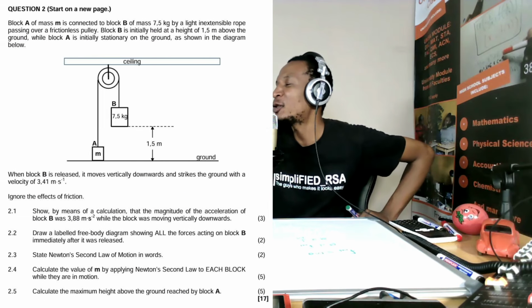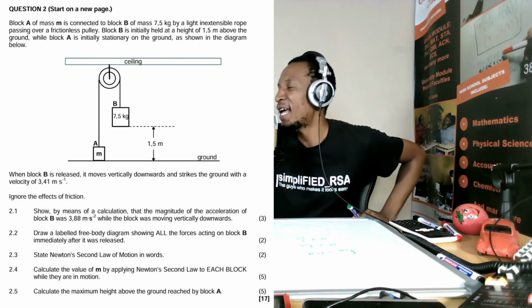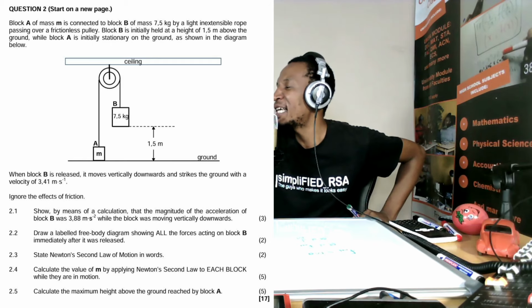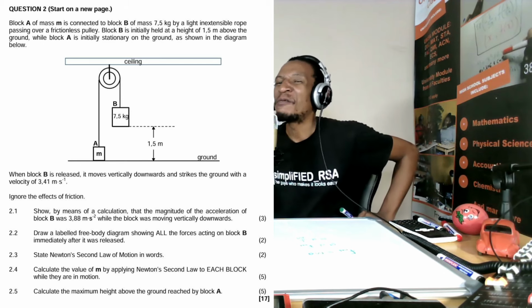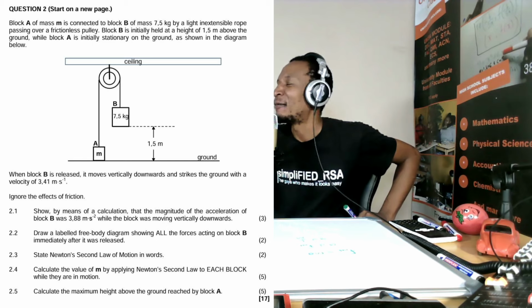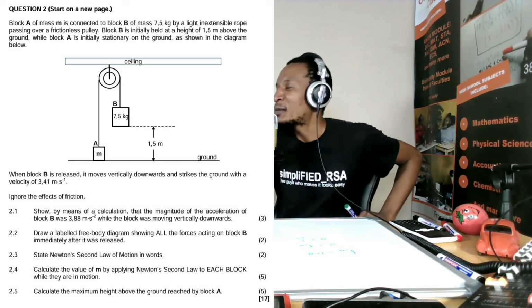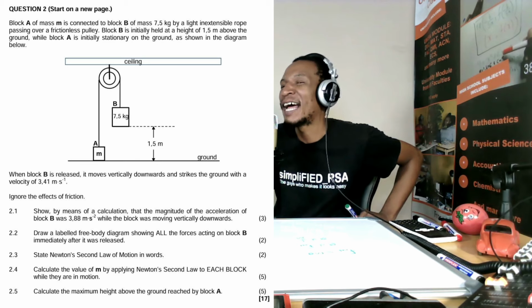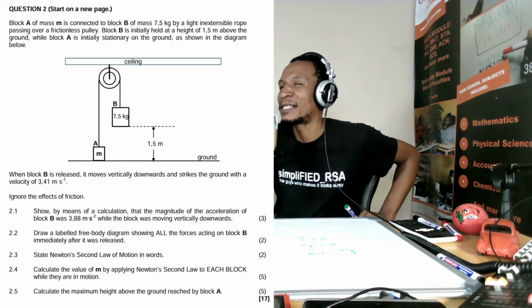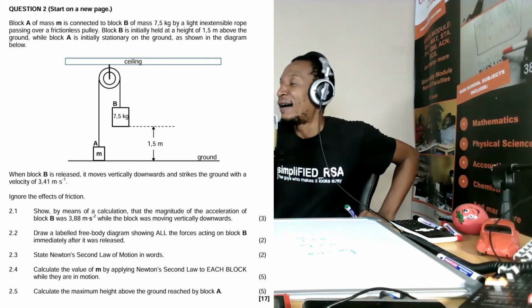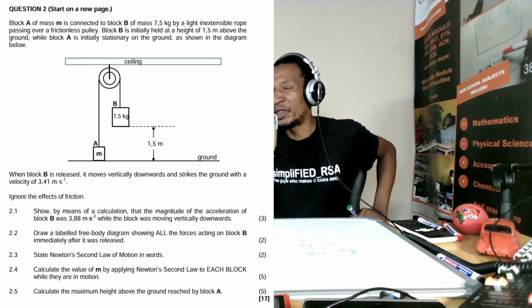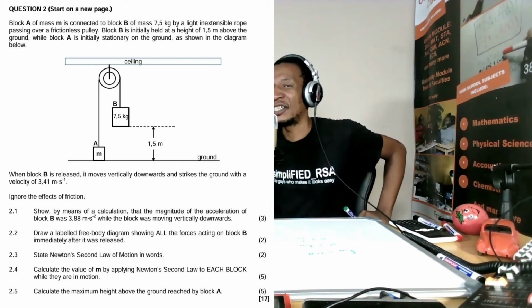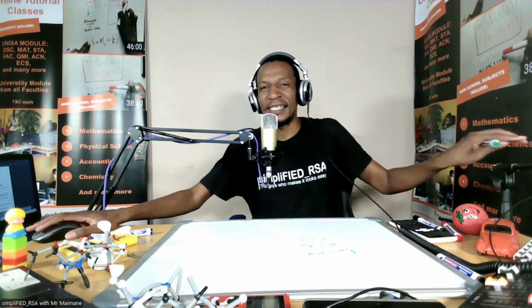Now, the most interesting question is the following question, 2.4. We have to calculate the value of mass m by applying Newton's second law to each block while they are in motion. You see now, they have given you a hint such that you're going to somehow involve the two blocks, because you can also see that they are emphasizing each block, because it is in capital letters. We wouldn't be able to get the mass m without involving both the blocks because they are tied by the same tension, you see. But anyway, it's going to make sense as we calculate it.